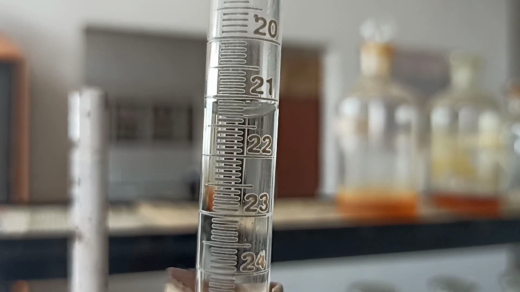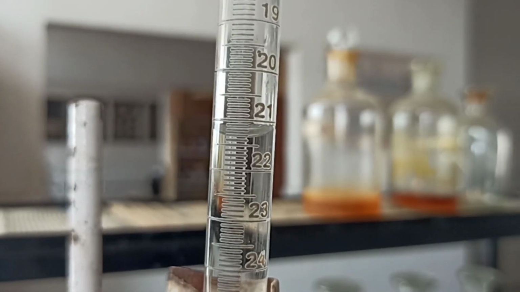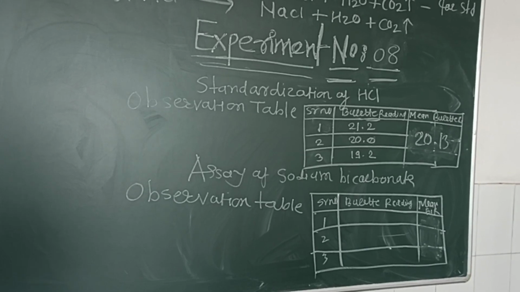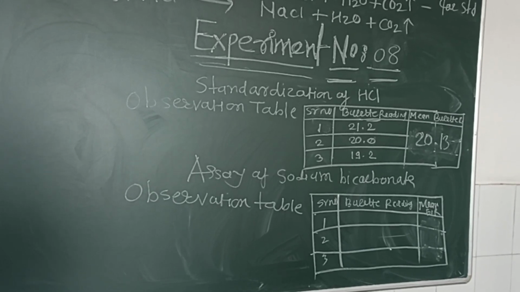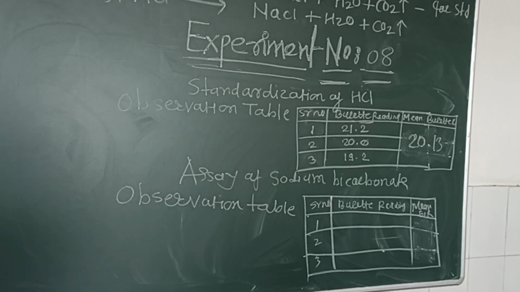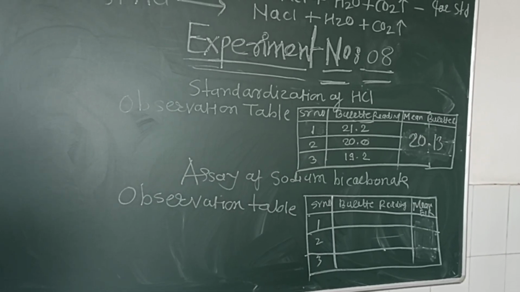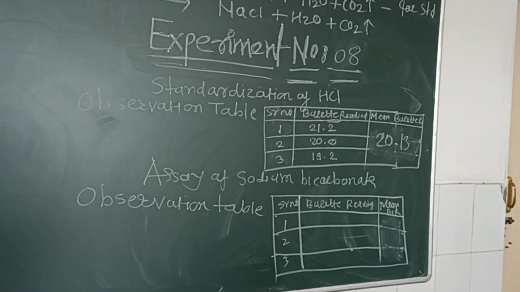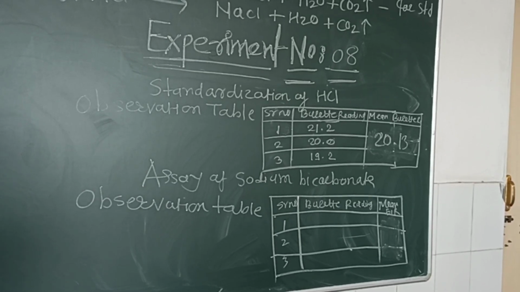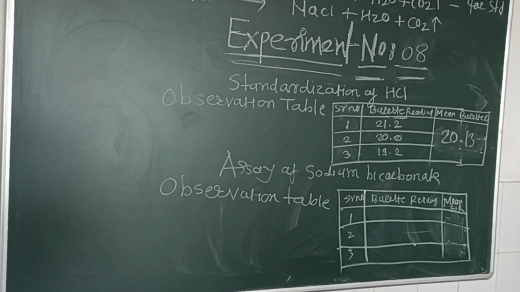See the burette reading. The burette reading was found to be 21.2. We repeat this procedure 2 times. The burette reading the second time is 20.2 and the third time is 19.2. So we calculate the mean burette reading for standardization of hydrochloric acid. It is found to be 20.13. Now see the procedure for assay of sodium bicarbonate.